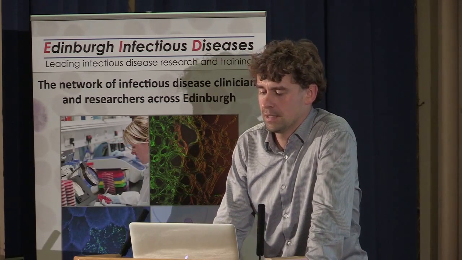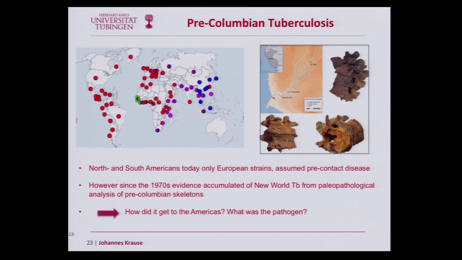But that cannot be the European form. At least at the time there was no connection. That couldn't have traveled between Europe and the Americas. So that was a big question. So we wanted to find out, how did tuberculosis get to America in the first place, and what was there in the first place? What was the tuberculosis that was present in pre-Columbian times in the Americas?